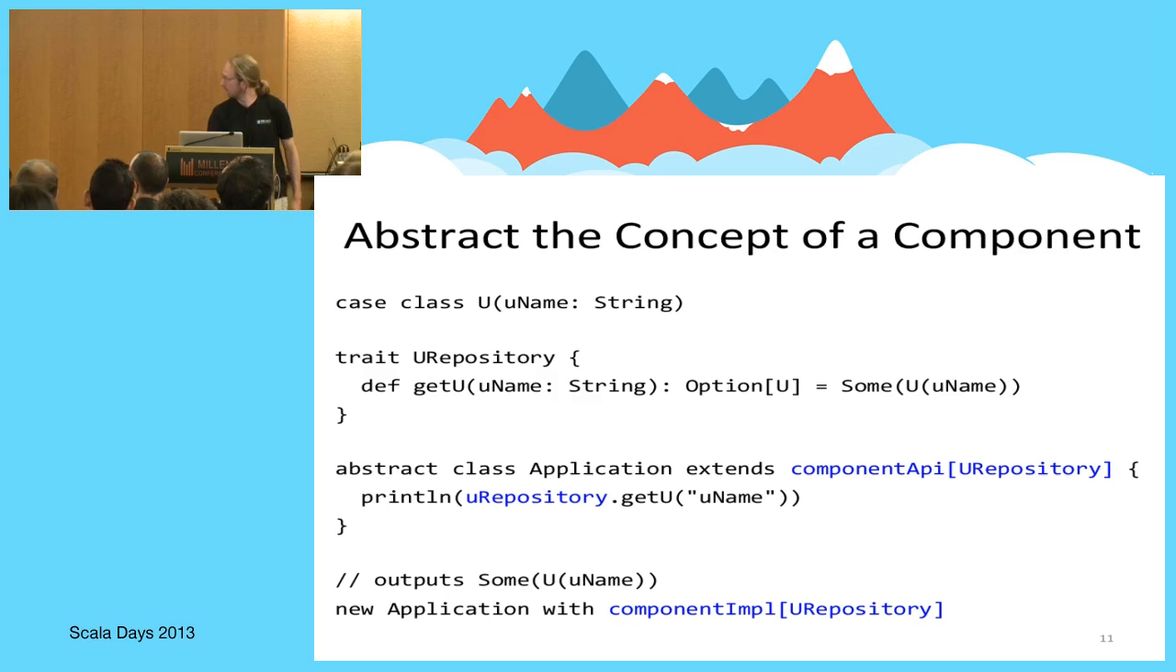To override a term that has a lot of different subtle meanings, I'm going to call this a component. So the component API of a U repository is something that has an injection site for a U repository. But that injection site is abstract. It's not defined. It's not instantiated yet. Down at the bottom, I have the component impl of the U repository. And here I get a concrete implementation. Again, the default implementation of the U repository I have up at the top.